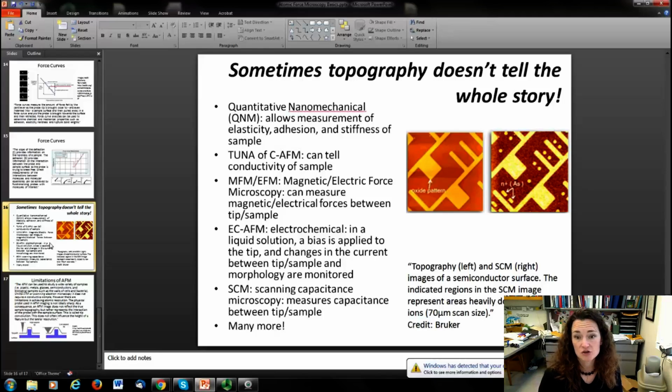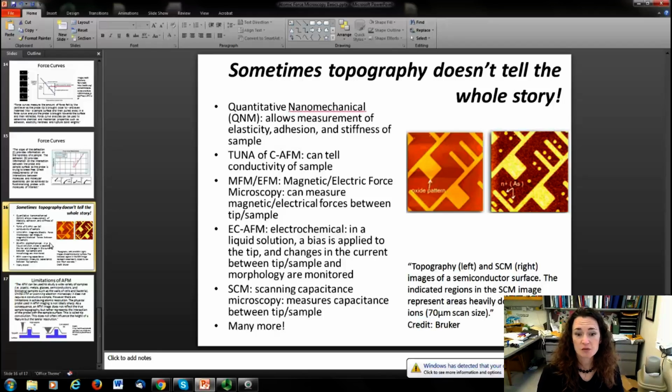You can also do electrochemical AFM mode, where you generally have your sample and tip submerged in some sort of liquid solution of interest, and you're applying a bias voltage to your tip as you scan it across the surface. And then you measure changes in the current between the tip and the sample. You also measure changes in topography, because you can get deposition or changes in the surface when you're scanning your tip with that electric field there in the presence of some of these liquids that you're interested in. A lot of chemists use this mode.